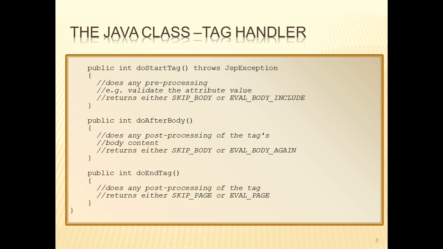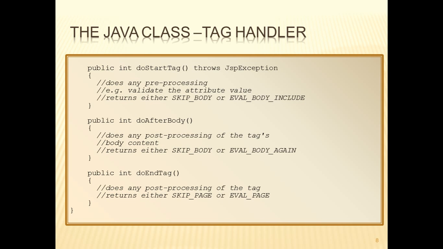I'll show you an example of that in a few minutes so that you can get the idea of how this all hangs together. But this is where you would do any post-processing of the tag's body content. And again, you'll either return SKIP_BODY or EVAL_BODY_AGAIN. EVAL_BODY_AGAIN will essentially set up an iterative execution of the tag body.